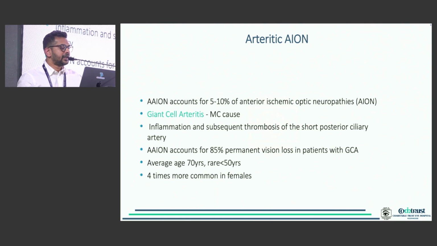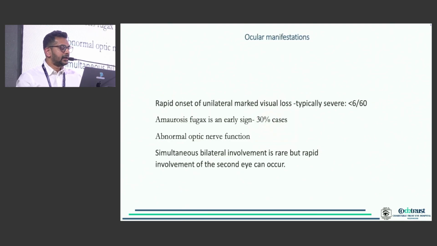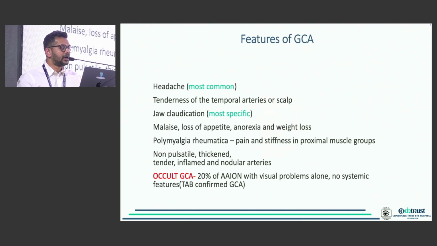In arteritic AION, giant cell arteritis is the most common cause. Other rarer causes are vasculitides such as SLE. It's more common in the elderly, and marked visual loss and amaurosis fugax are other presenting features. The most common systemic feature of GCA is headache, but the most specific one is jaw claudication. Other features are tenderness of the temporal arteries and the scalp. One thing to remember is that in 20% of arteritic AION, they can present with visual problems alone without any systemic features.